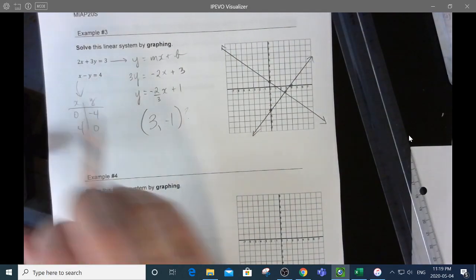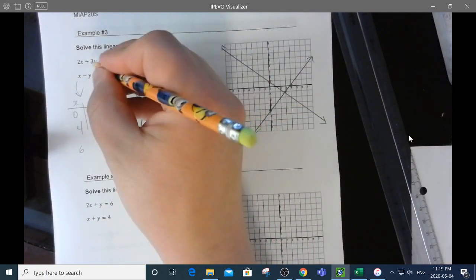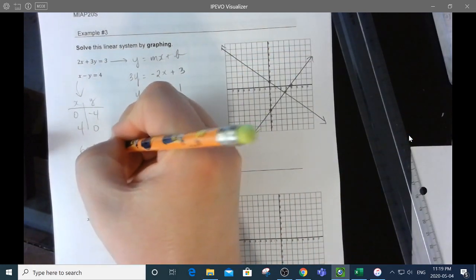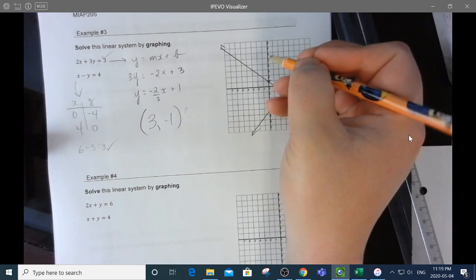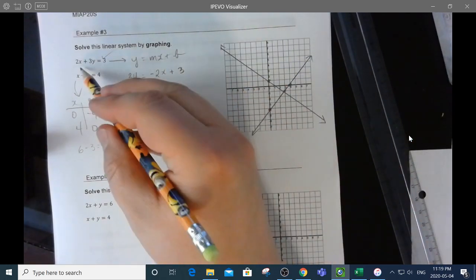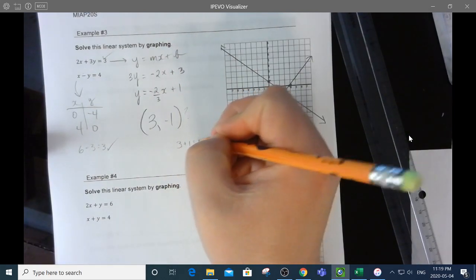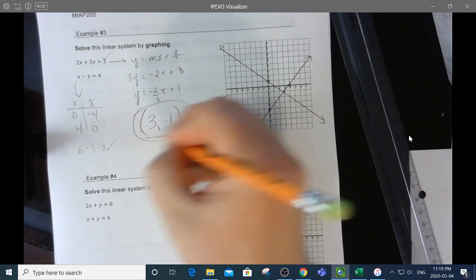Does 2 times 3, which is 6, plus 3 times negative 1, which is negative 3, equal 3? Yes, it does. Okay, so it satisfies the first equation. Does it satisfy the second one? When x is 3, minus negative 1, do I get 4? Yes. So you know what? That is the right answer.